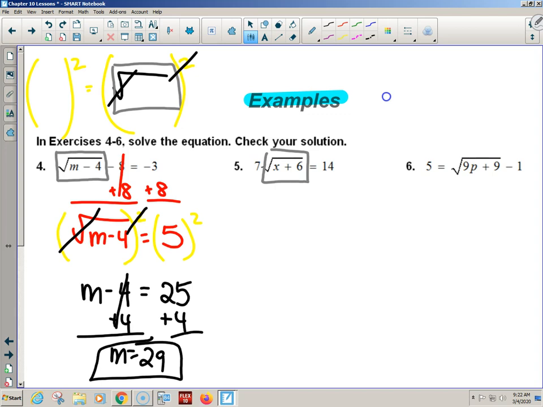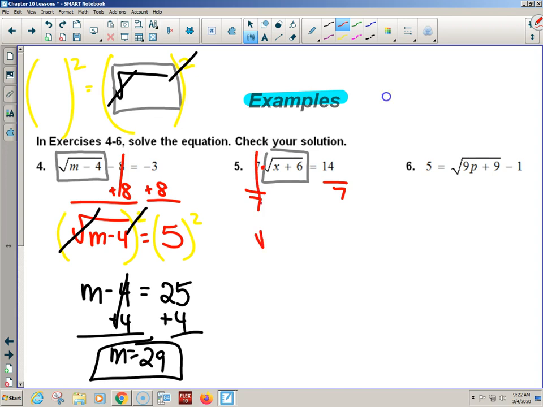It's next to, and what does next to mean in algebra? Multiplication, so how do I get rid of it? Division, good. So a lot of people had the right idea, they just maybe didn't slow down to see the times. So divide by the 7, it goes away.